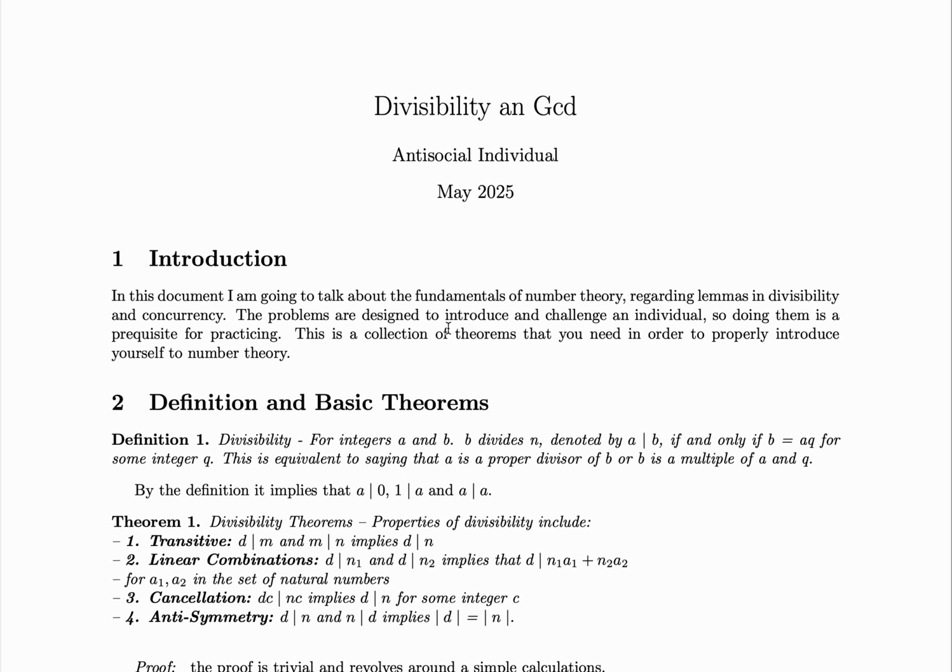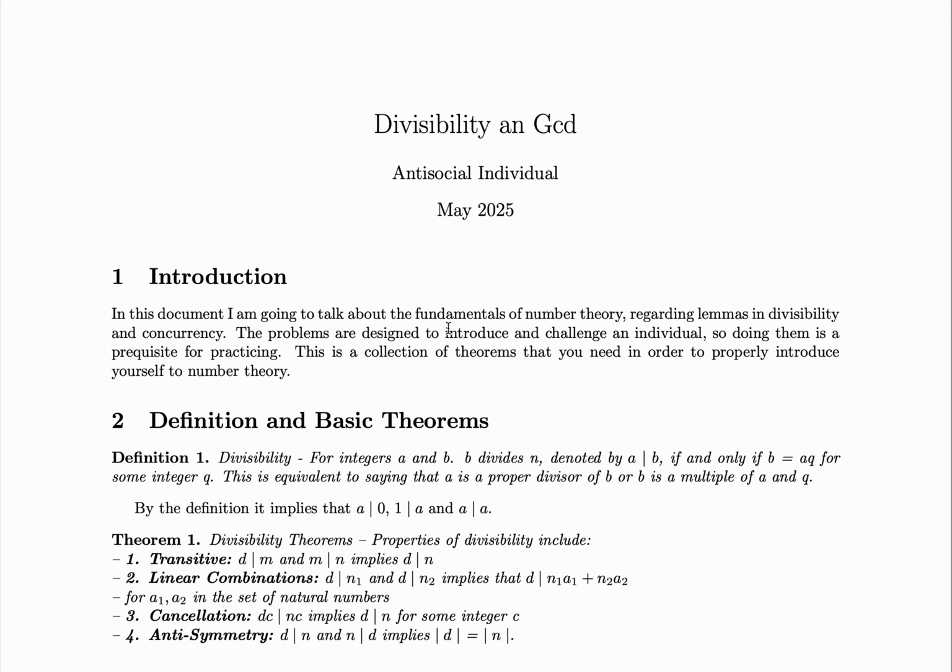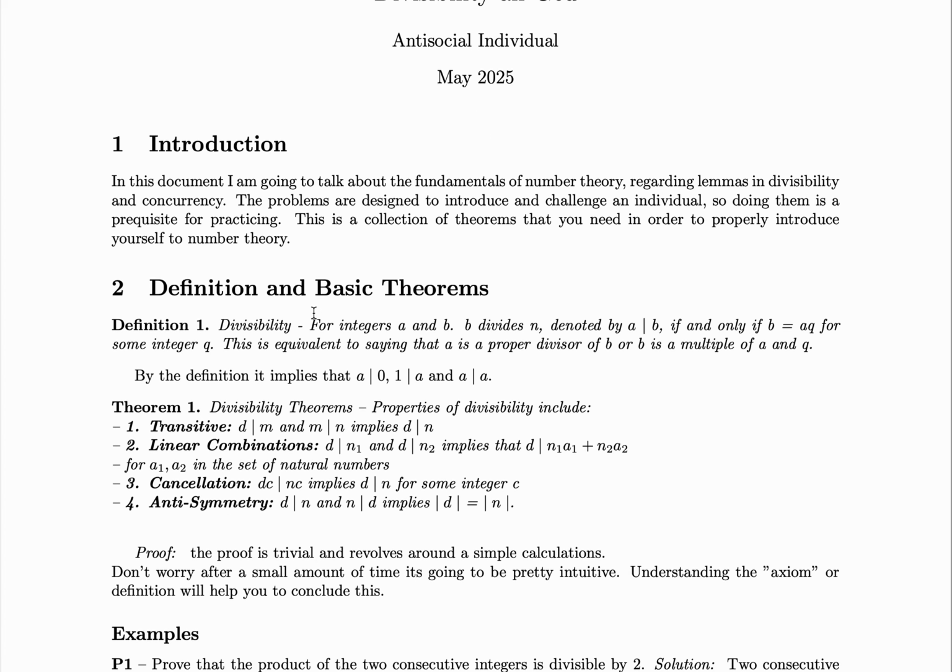So there are some theorems that you should actually know, or more like axioms than actual theorems. First of all, let's go over divisibility. For integers a and b, a is a proper divisor of b, denoted a | b, if and only if b is in the form aq for some integer q. This is equivalent to saying that a is a proper divisor of b, or b is a multiple of a and q.